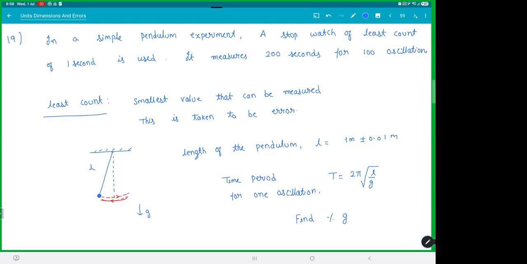Now be careful here. This is something else. This is the 200 seconds for 100 oscillations. Capital T is time for one oscillation.